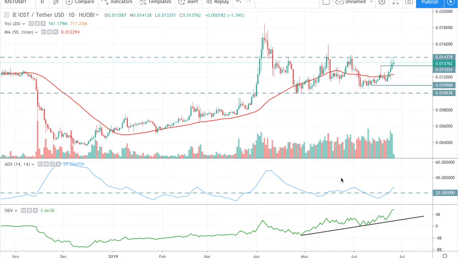ADX popped above 20. This is our range indicator. Nothing too significant. We've been above 20 before. If it rises closer to 40 and higher, that's when it actually will signal something useful. But other than that, we are, in fact, at the top of the range. We'll see how that's going to develop. We'll see if we do get a breakout. There's obviously some fundamental news in play right now in terms of IOST buyback and so on. So we'll see what's going to happen going forward, IOST USD.